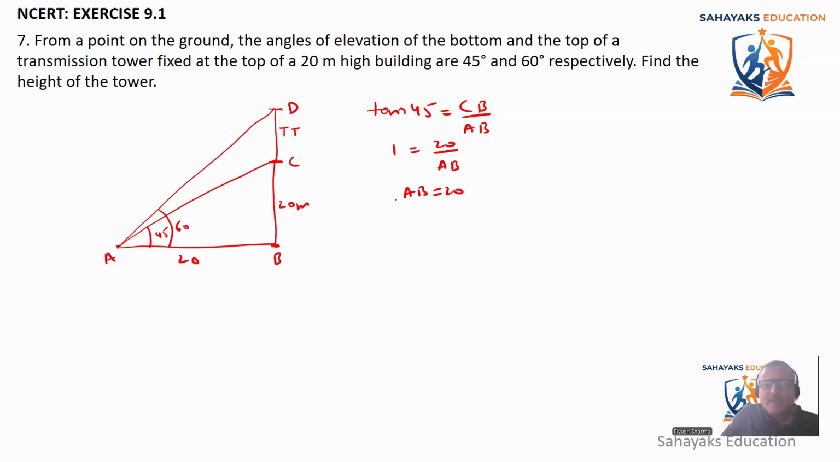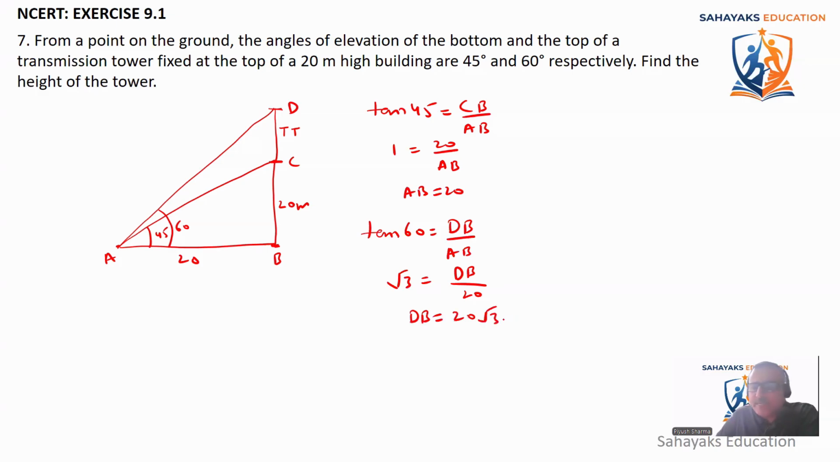Now let's find the complete height from D to B. We can find that with the help of tan 60. So tan 60 comes out to be DB divided by AB. And we know the value of tan 60 is equal to √3, is equal to DB divided by AB. AB we know is 20. So we are putting the value. So this gives DB equal to 20 √3.